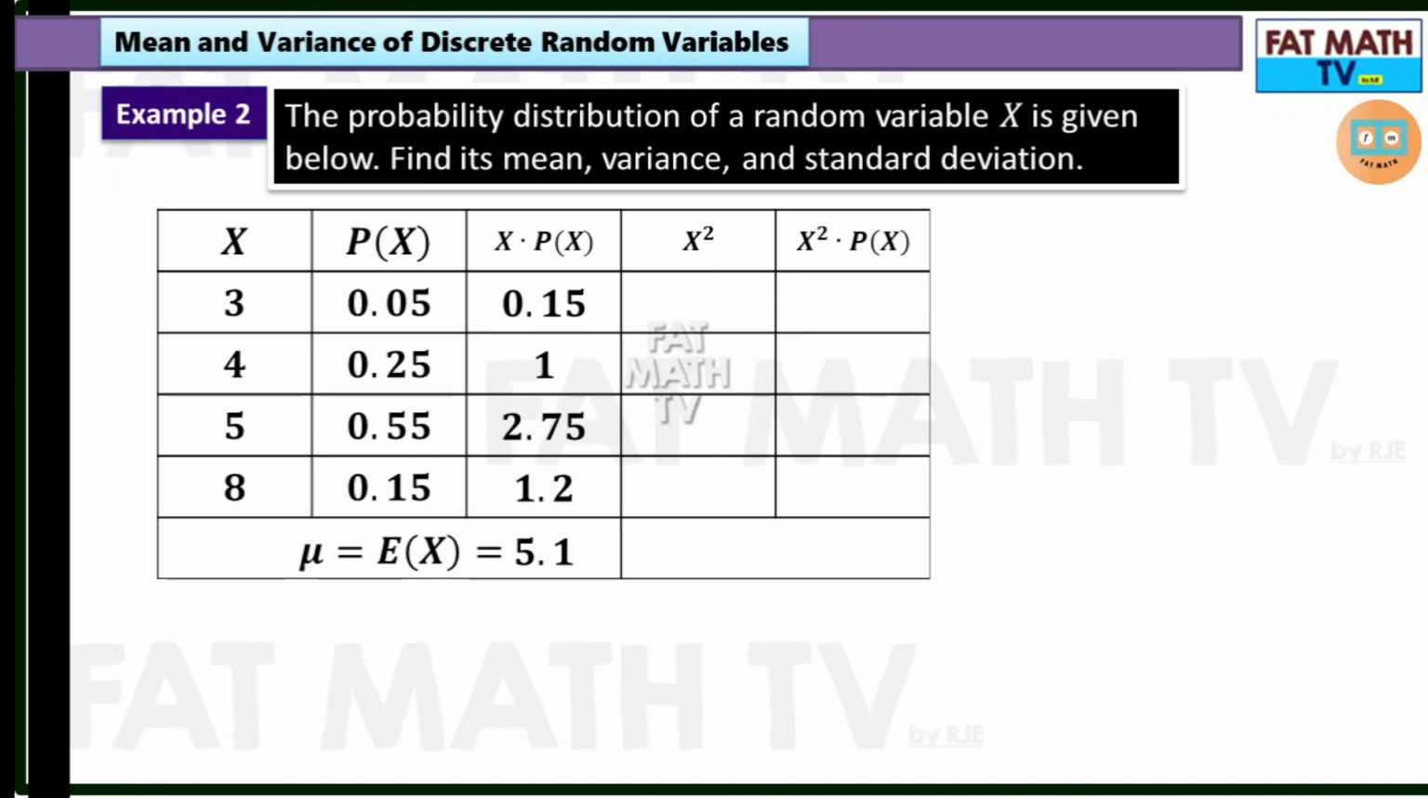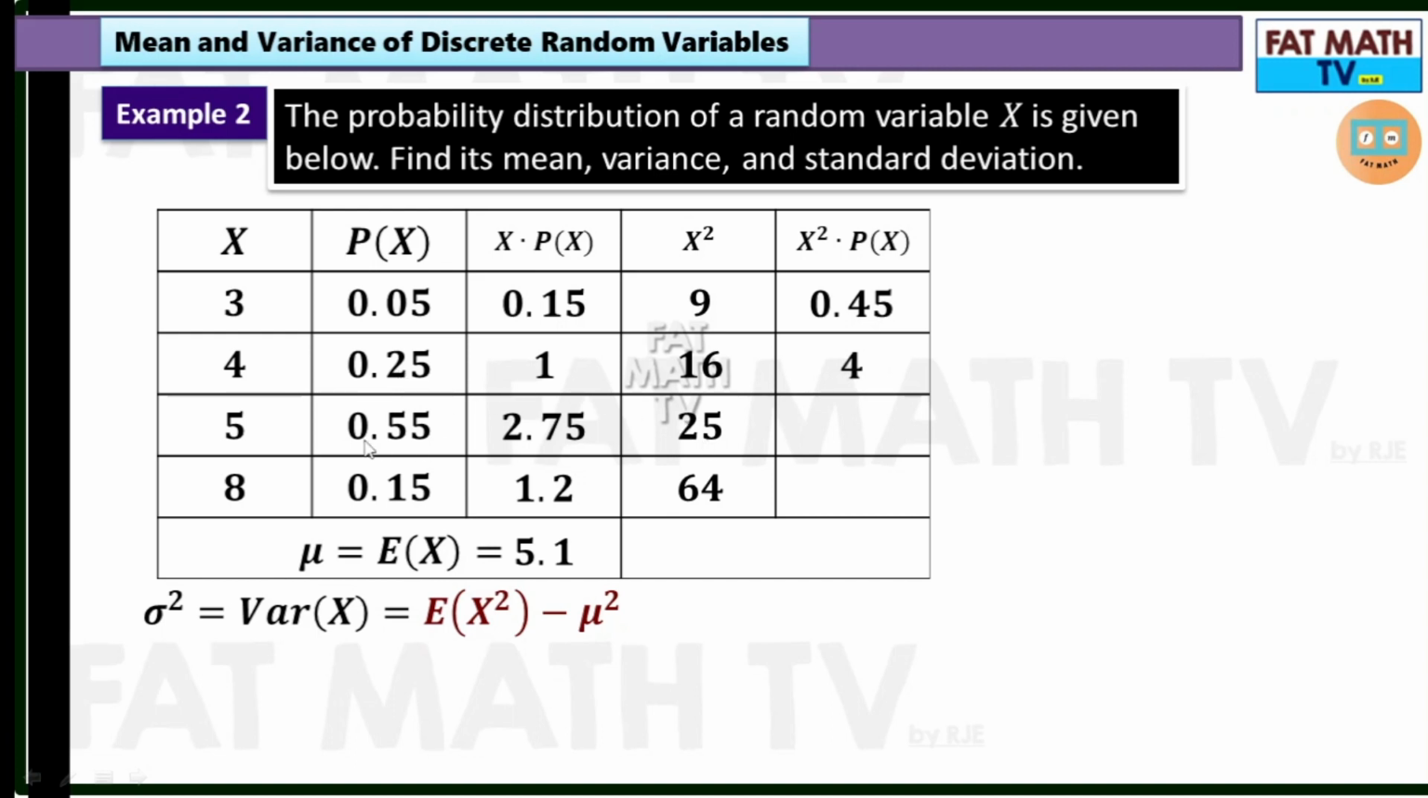For the expected value of x squared, so for x squared first, that's 3 squared, 9, 4 squared, 16, 5 squared, 25, 8 squared is 64. And then multiply x squared and p of x. 9 times 0.05, that's 0.45. 16 times 0.25, that's 4. 25 times 0.55, that is 13.75. And 64 times 0.15, that is 9.6. And then you add 0.45 plus 4 plus 13.75 plus 9.6, that is 27.8, which is the expected value of x squared.